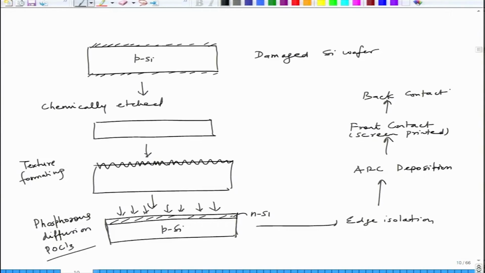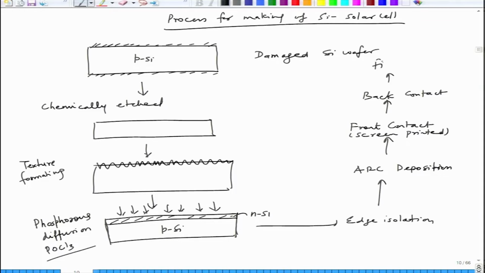So this is a procedure for making a silicon solar cell, and then you do firing. So, back contact printing here, and firing to make sure that the contact stabilizes and solidifies. After that you do testing and encapsulation. So this is the complete flow chart of the way silicon solar cells are made.